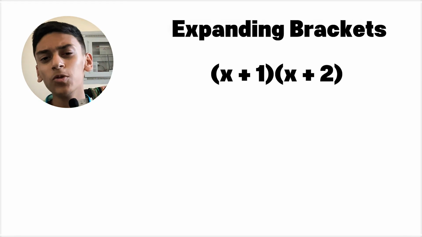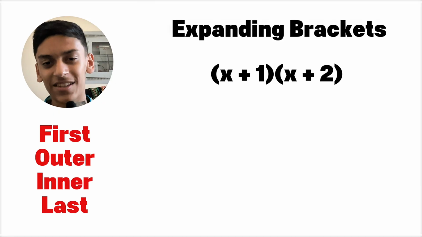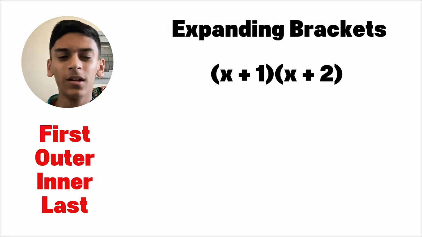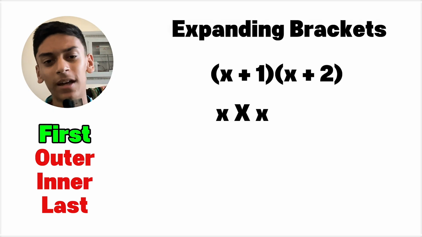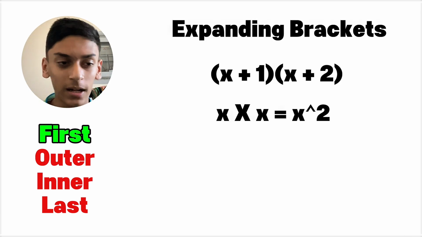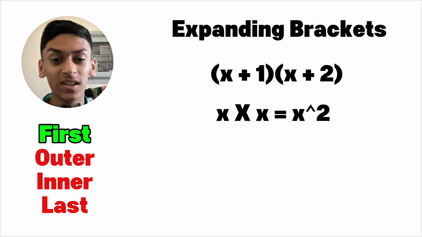Now, here we use the FOIL method. First, outer, inner, last. What do I even mean by that? Well, you multiply the first term by the second first term, as in the first term of the first bracket times the first term of the second bracket. X times x. That's equal to x squared, as we know that any number multiplied by itself is just really squaring that number. The same goes with variables, x, y, whatever.